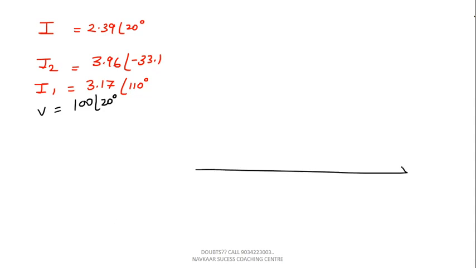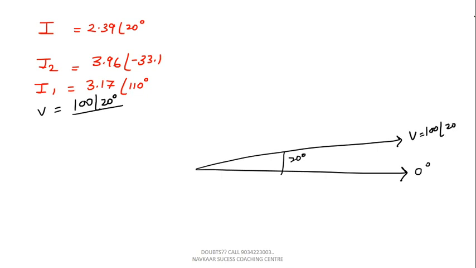So let's draw the phasor diagram first. This is 0 degree. We need to draw voltage. Voltage is 100 angle 20 degree, so this is approximately angle 20 degree. Okay, now I1 is how much? 110 degree. So it would be approximately like this, right?